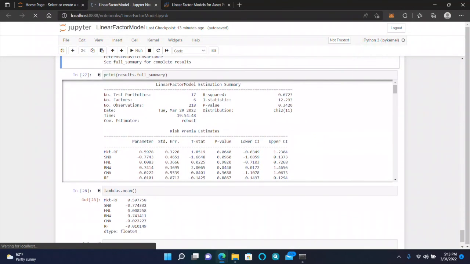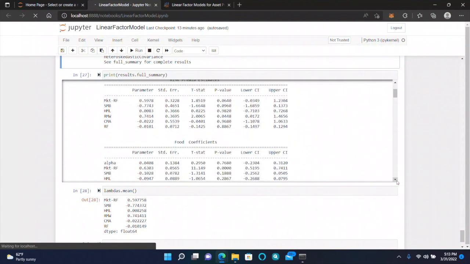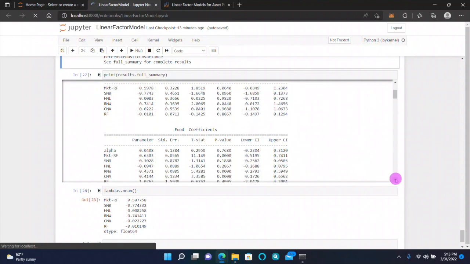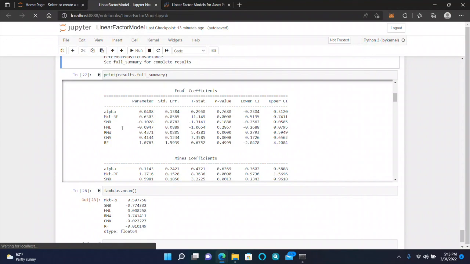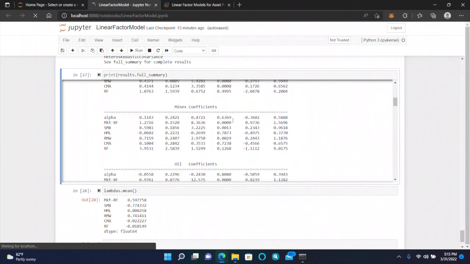Now if you print the results full summary, that's going to give you a lot more information. So here are the average risk premia estimates, the average lambdas. And a little further down, the coefficients for the food industry. Your alpha was 0.04 there, or it could have been 0, we don't know. For the mines industry, again, alpha is not very important, but it's super exposed to the market. Also, small mines actually did way better. Interesting.